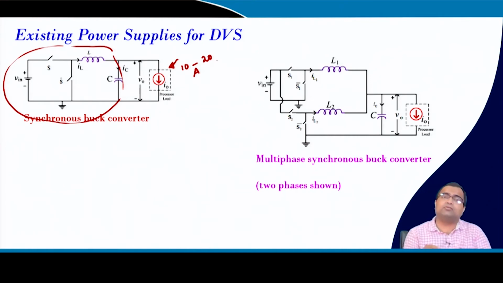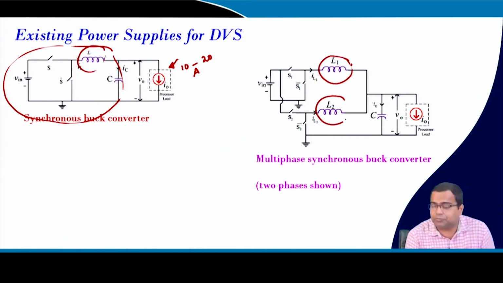But if the current goes above 20 ampere, then the natural choice is multi-phase, because we need to divide the current among various phases. We should not use high current in an inductor, because that will have a lot of losses, and if you want to search for a higher current rating inductor, then the cost of the inductor will go up and also the losses will go up. So, it is better to divide it among inductors so that they can share current. That is also another practice.